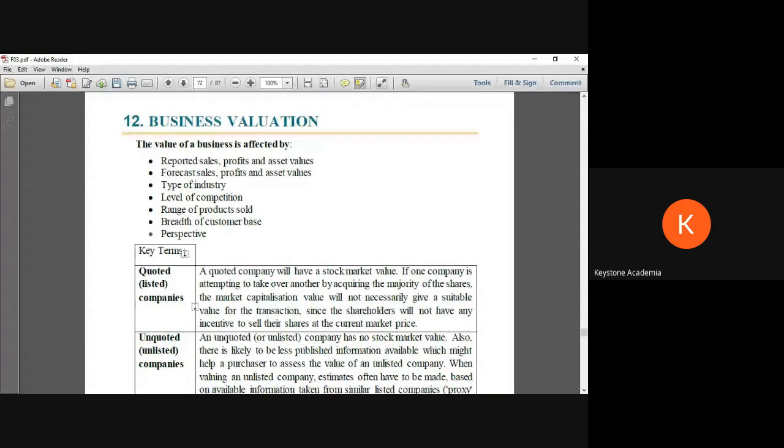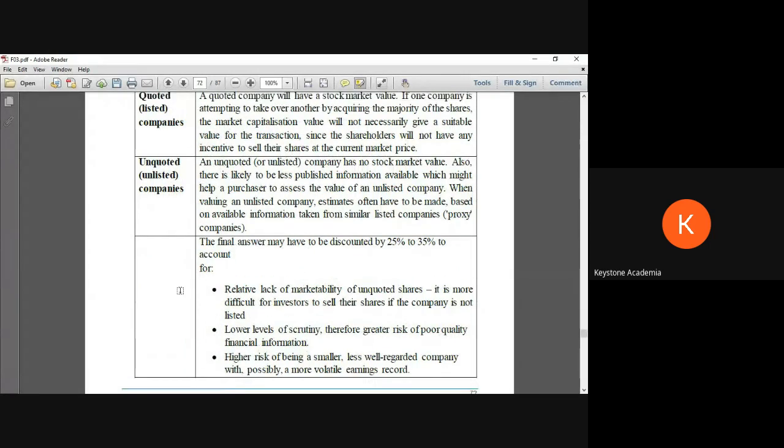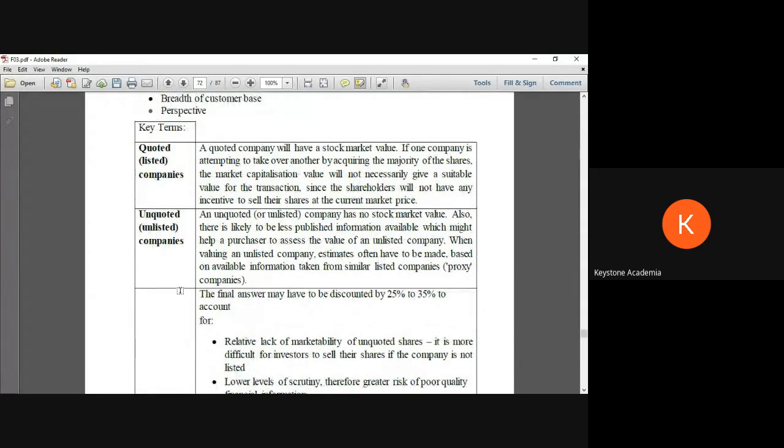Okay, so next is the key terms. What are listed and unlisted companies? We have just discussed this in the previous one. What they're trying to say here is, when you're acquiring a listed company, it's much easier. You just see the share price and number of shares, and you get the value of the business. But when it's unlisted, it's a little difficult.